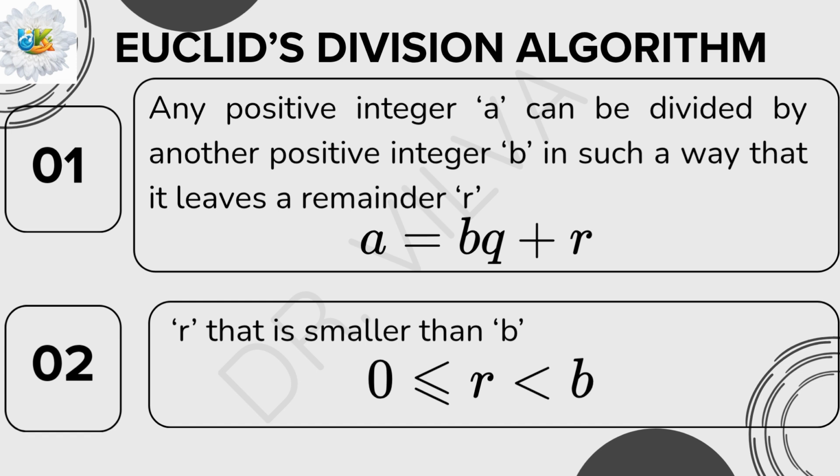Euclid's division algorithm states that any positive integer a can be divided by another positive integer b. This process leaves a remainder r which is always strictly smaller than b. We can write it as a equals b times q plus r. Here q is the quotient when a is divided by b and r is the remainder. Also, the value of r can be 0 to any integer that is less than b.